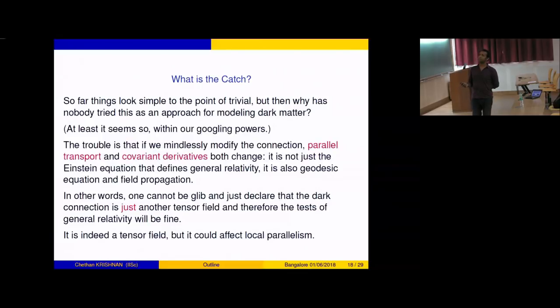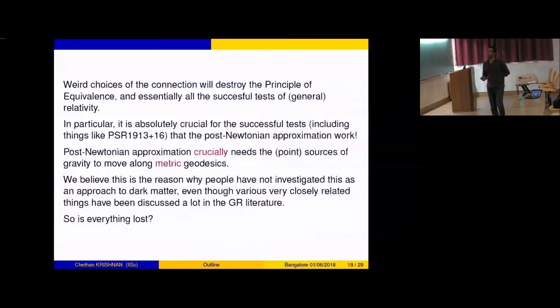One reason I suspect is that parallel transport and covariant derivatives are going to affect all the tests of general relativity, including the equivalence principle; all the other detailed tests will be affected. In other words, one cannot just declare that the Dhar connection is just another tensor field and therefore the tests of general relativity will be fine. You can't just declare that, because parallel transport is going to be affected, so one has to be careful. It is indeed a tensor field, but it could affect local parallelism.